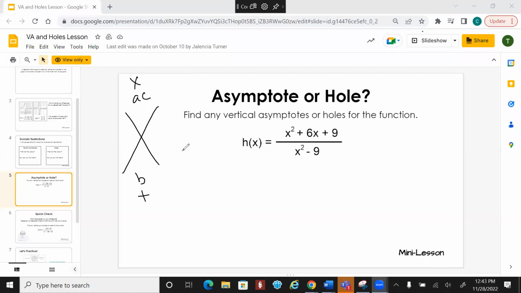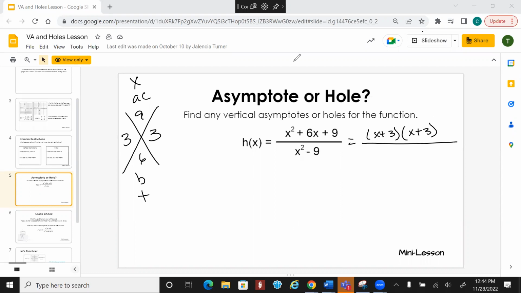So a times c is going to give us 9. B is going to give us 6. What two numbers, if I multiply them together to get 9, add together to get 6? What is that going to be? 3 and 3. So I can rewrite this as x plus 3 times x plus 3.